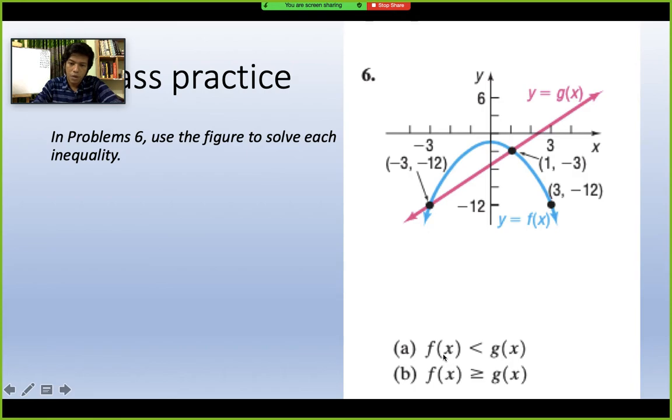Our question is, where is f(x) less than g(x)? This is question A. And question B is where f(x) is greater than or equal to g(x). So you try to solve it, then I will tell the solution, of course. You try to solve it first. Give it a try.